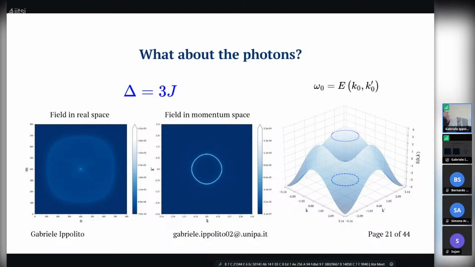Indeed, we ask what about the photons, how are they emitted and propagated in the array. Here, what I show to you is the field in real space. There is nothing but the probability distribution of observing one photon in a cavity and one photon in another cavity that are labeled by n and m here. The field in momentum space is nothing but the probability distribution of one photon with momentum k and the other photon with momentum k prime.